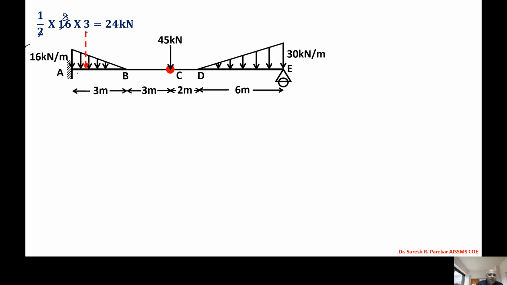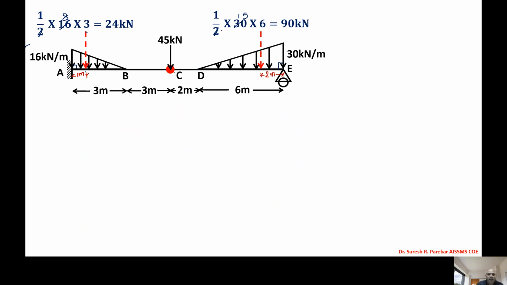Where will it act? It will act at 1 meter, because from the right angle we have 1/3, so 1 meter from here. Now if we go for this, then we have half 30 into 6. So we will get 45, and 15 6s are 90. Where will it act? Again from the right angle we have 1/3, from D we have 2/3. So that is 1 meter on the left and 2 meter in case of the right UVL.